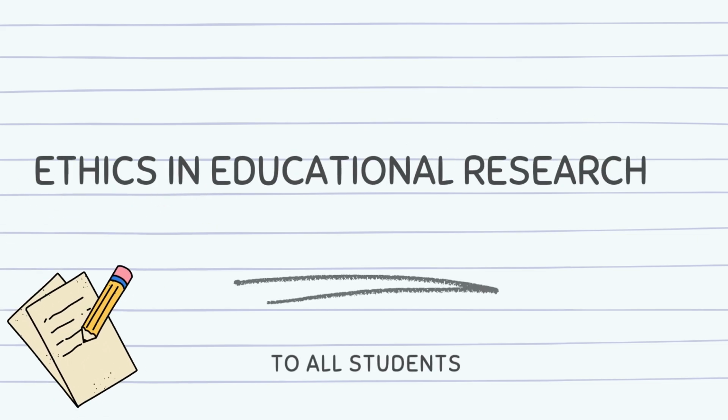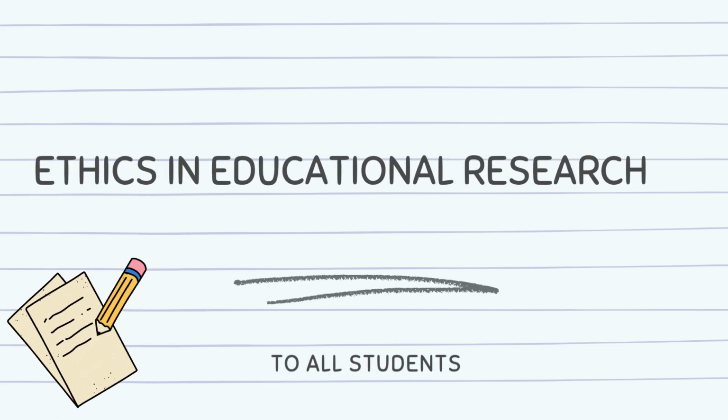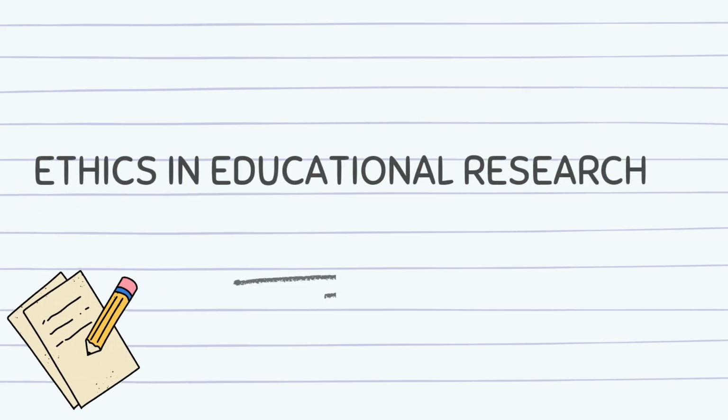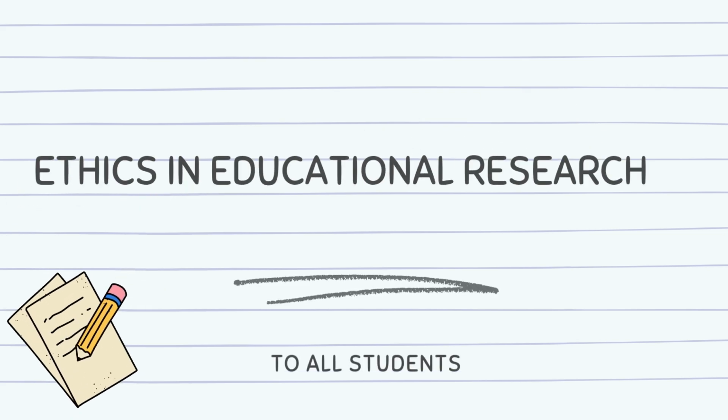Transparency with findings. Once the research is completed, findings should be shared honestly with participants, stakeholders, and the academic community. Avoid selective reporting. Present both positive and negative results. If you promise to share a summary of the results with participants or schools, follow through on that commitment.